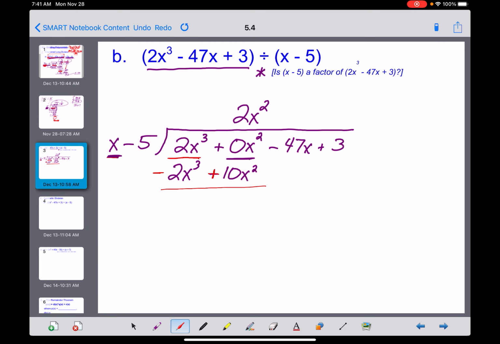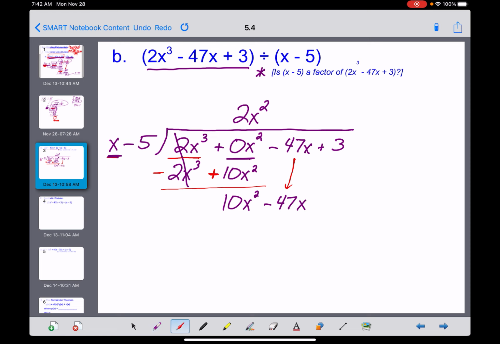The second term is going to become positive. 2x cubed minus 2x cubed, those cancel like they always should. And then adding up the next column, I'm going to get a positive 10x squared. Okay, cool. At this point, we bring down the next term here, just the next one, not both of them. A minus 47x is going to come straight down.